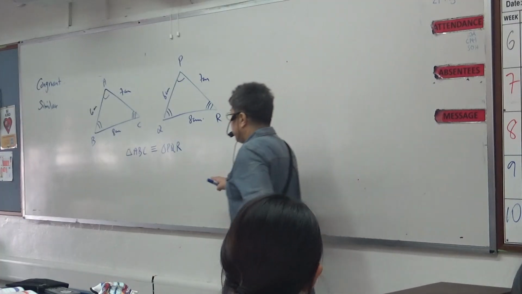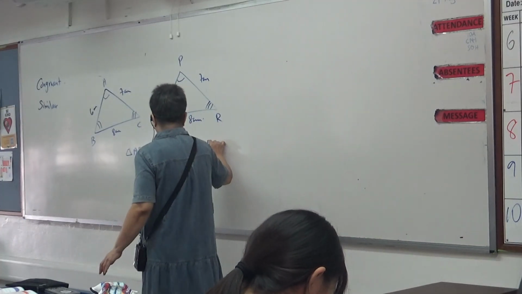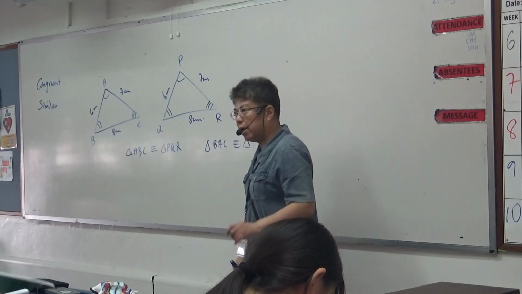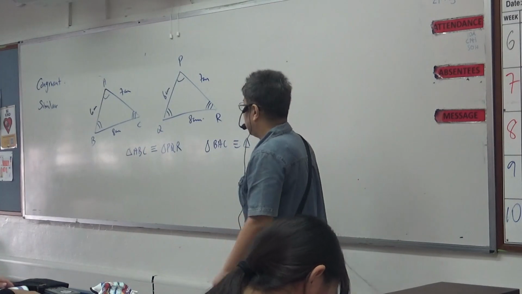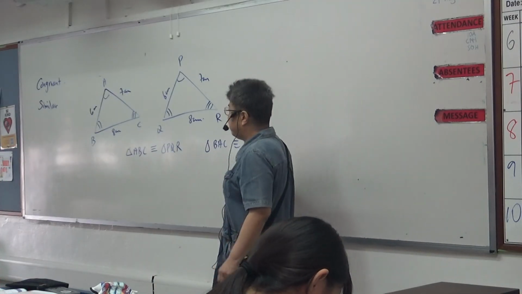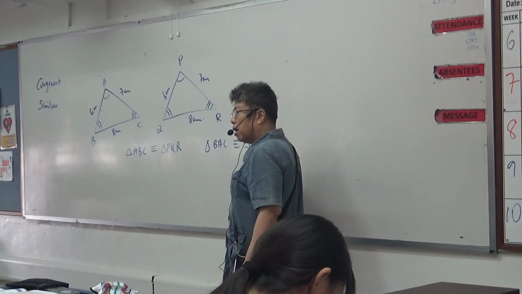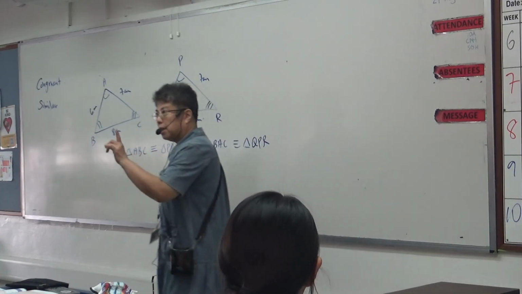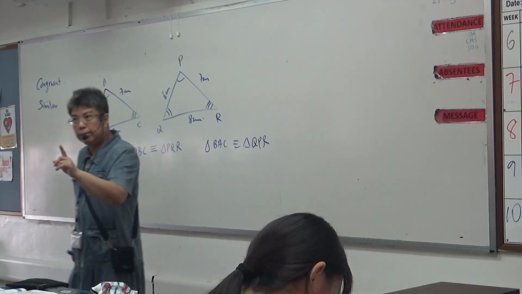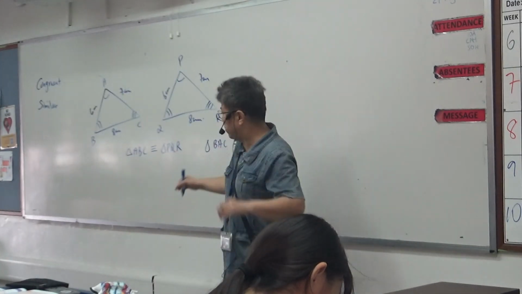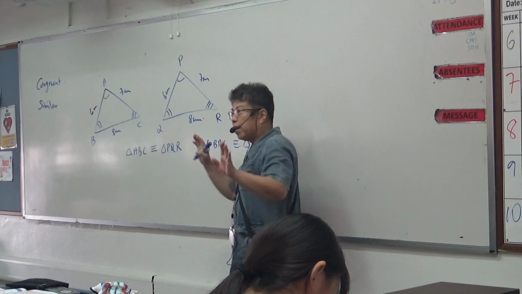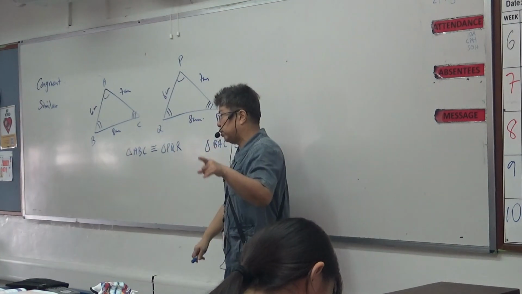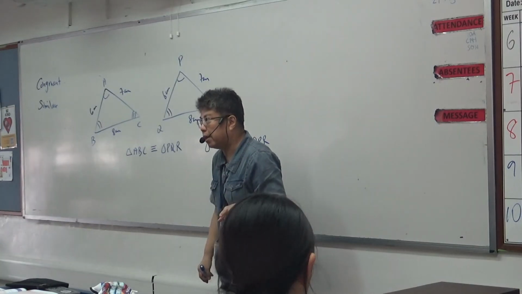Understand? That means if I say triangle BAC, if I name it this way, then it must be triangle... What must I write here? If it's BAC, what should I write? QPR. The order is important. Is that clear? The order is important because from the congruency statement itself, I can tell which angle matches which angle and which length matches which length. Are you all clear with what I'm talking about?